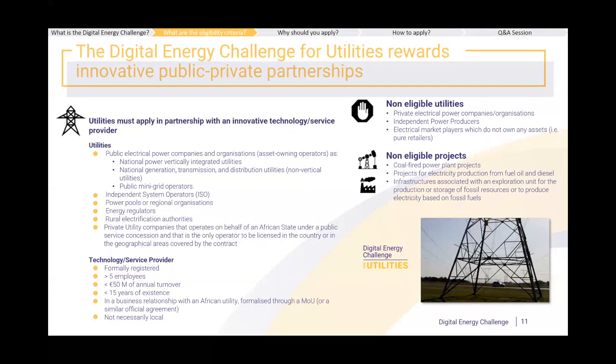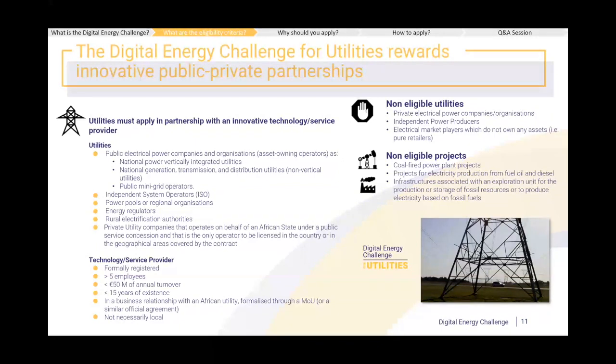typically independent power producers are non-eligible utilities. So you are developing new renewable energy capacity and selling this to the grid. These projects certainly are very impactful and very positive, obviously, but they're not deemed as specifically innovative. And independent power producers are really private players and not necessarily contributing to the quality of the public service that is delivered.